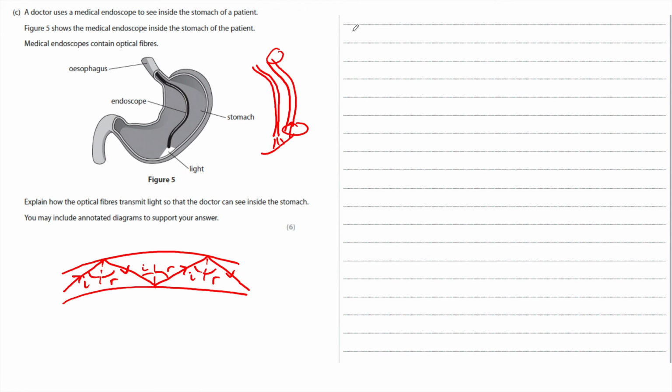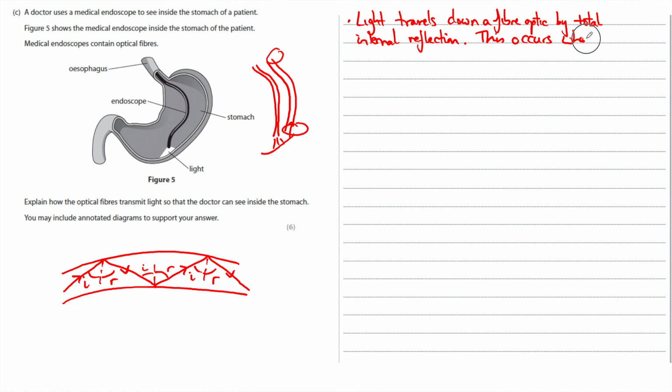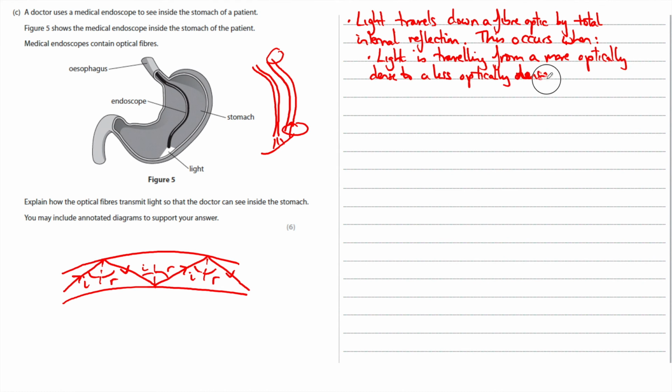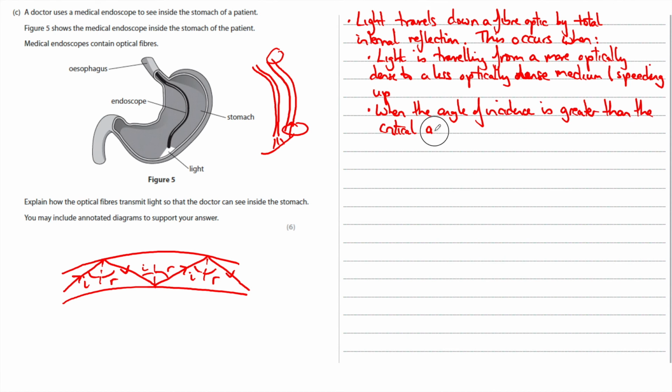So I'd start with the basic key things about how light travels down a fibre optic. Light travels down a fibre optic by total internal reflection. This occurs when light is travelling from a more optically dense to a less optically dense medium, speeding up, when the angle of incidence is greater than the critical angle.